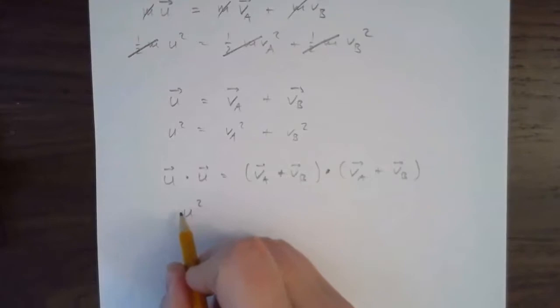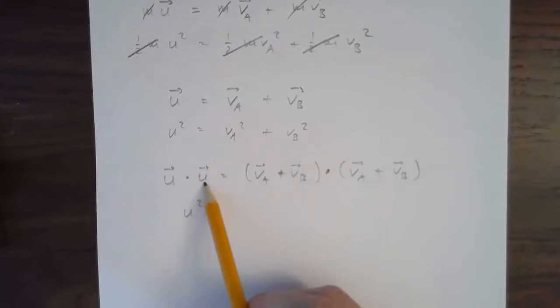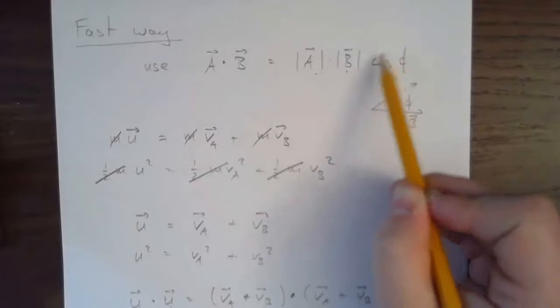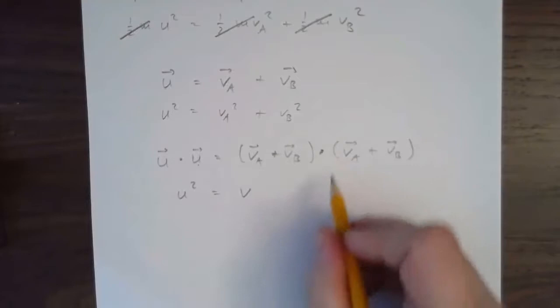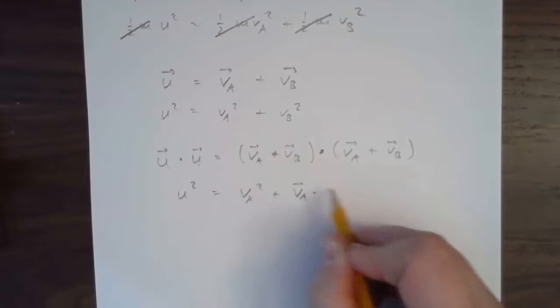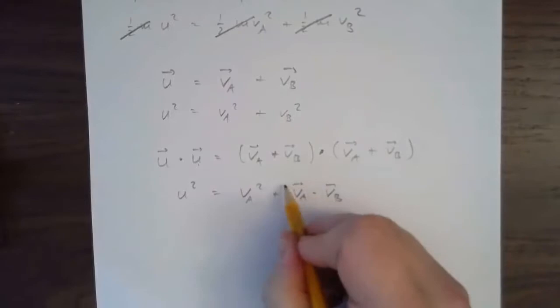The angle between a vector and itself is zero, so it's u times cosine of zero, which is one, so u squared. Now, the dot product I can distribute like any other type of multiplication, so with the basic distribution laws, I get v_A squared plus v_A dot v_B. Now, v_A dot v_B is the same as v_B dot v_A, so I can write it like this, plus v_B squared.